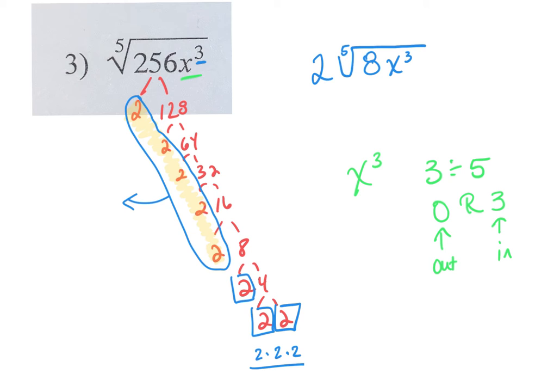Anytime your exponent on the variable is smaller than the index, they all have to stay in because there aren't 5 x's to come out. If that was x to the 7th, then I would have 5 that could come out as a group of 1, an x, and 2 would stay in. But I don't have enough, so they all stay in.